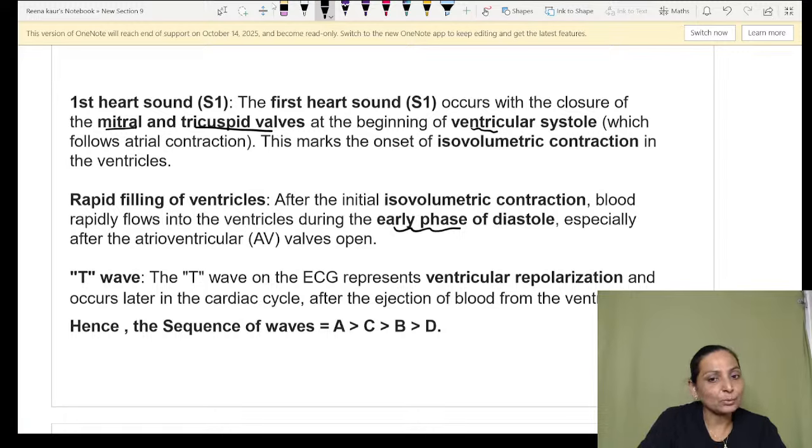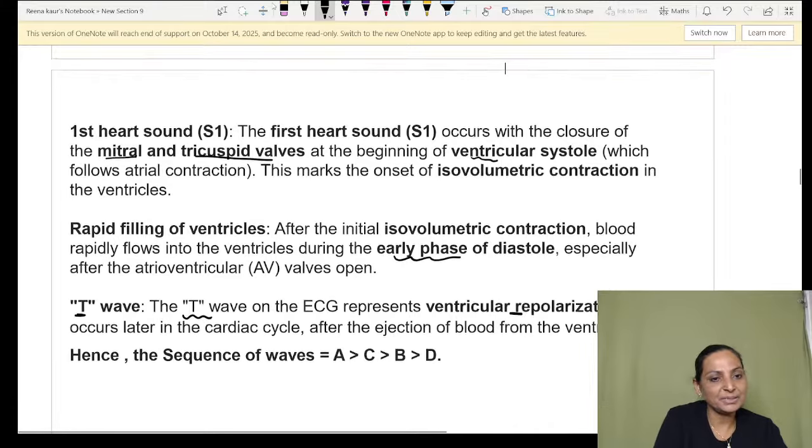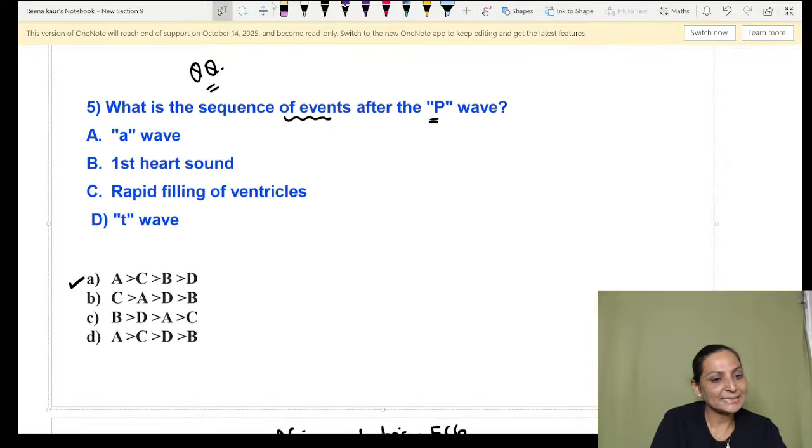अब यहाँ पर हम लोगों को डायरेक्टली जो वेव दी थी वो टी वेव दी थी, इसलिए टी वेव लास्ट आएगी, बिकॉज टी वेव का मतलब होता है वेंट्रिकुलर रिपोलराइजेशन, QRS इज वेंट्रिकुलर डिपोलराइजेशन, बट हमको यहाँ पर QRS दिया ही नहीं है, हमको ऑप्शन में टी वेव दिया है, इसलिए टी वेव विल बी द लास्ट, दैट इज वेंट्रिकुलर रिपोलराइजेशन. Therefore the sequence is ACBD, A, C, B and D.